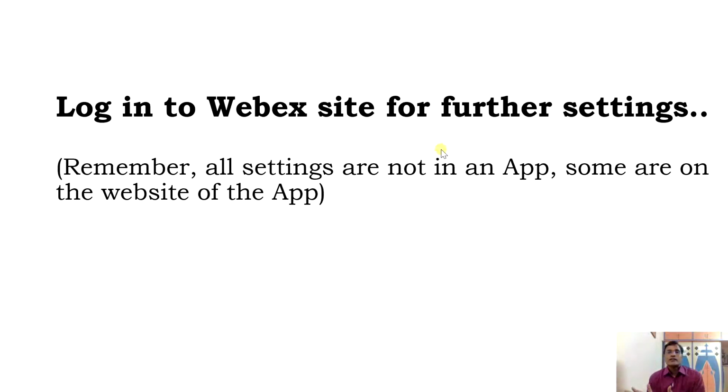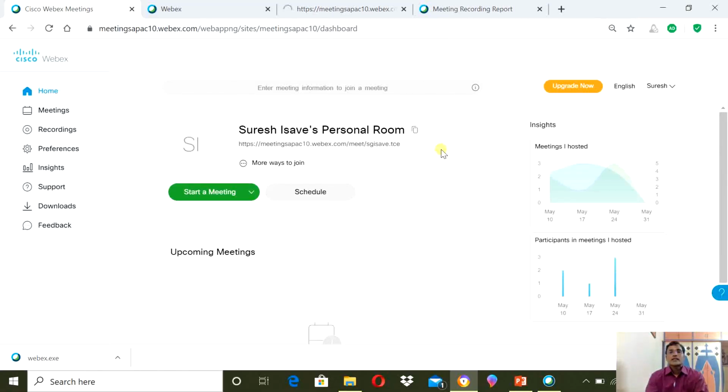Now I am taking you to the website of WebEx. Then I sign in so I can do the rest of the settings. Now see here, in this panel on the left-hand side I am showing you all the settings. First, Home. From here I can start a meeting. Even though I don't have the software, from the browser I can start a meeting.